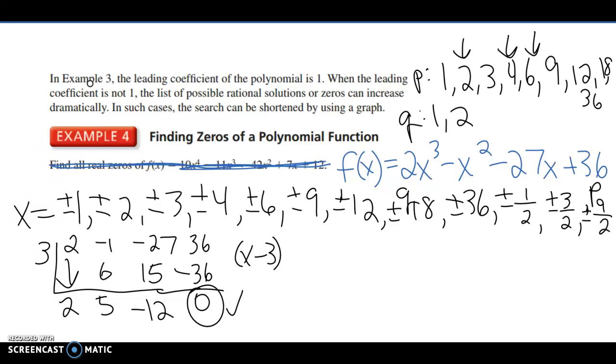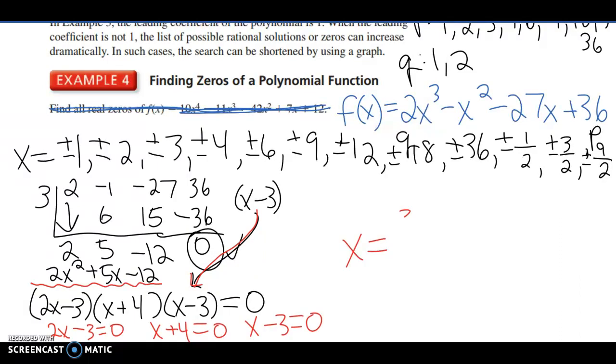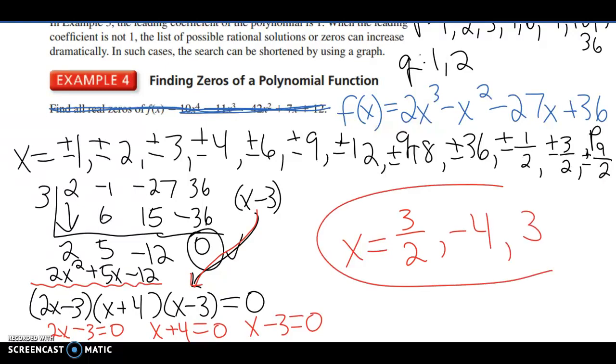And then I want to try to factor what's left, so 2x squared plus 5x minus 12. This is a hard trinomial, so I want to try to factor that. You can see I factored 2x squared minus 3x plus 8x minus 12, and then I brought down the x minus 3 factor, and now I can set them each equal to 0 to get all of my zeros. When I solve for my 3 zeros, I should get 3/2, negative 4, and 3. These are going to be the zeros of my function. If I was asking you to factor, you would just want to give me this answer here.